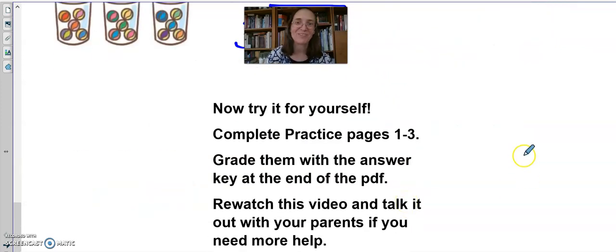Now it's time to try for yourself. So in the packet that I sent home, there are some practice pages, and pages 1 through 3 will give you practice looking at factors and products, number of groups, number per group, the total. At the bottom of your PDF is an answer key. When you finish a page, please grade it, because I want you to catch your mistakes right away. I bet when you do, you'll say, oh, I see what I did wrong. And that's when your brain is going off like firecrackers. I love firecrackers. So make sure that you grade your work.